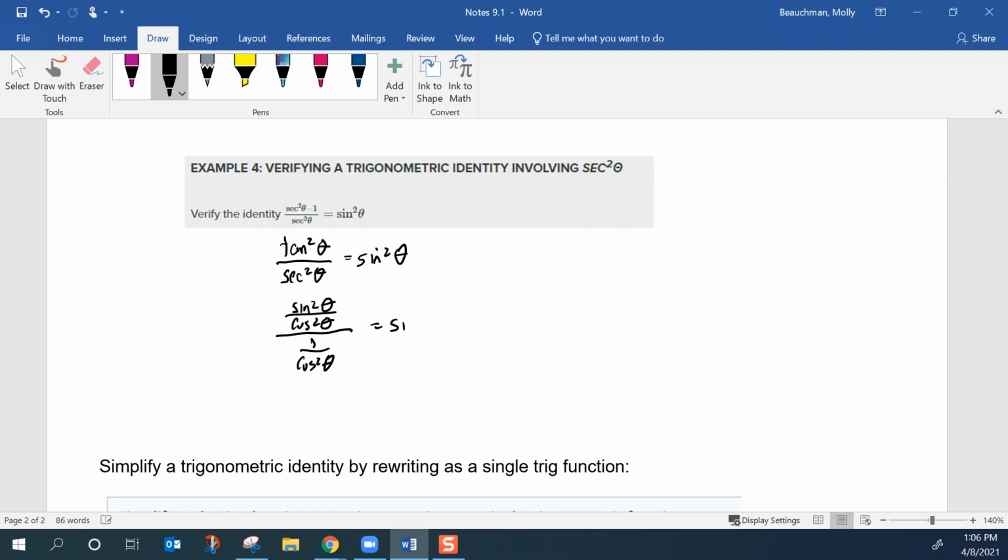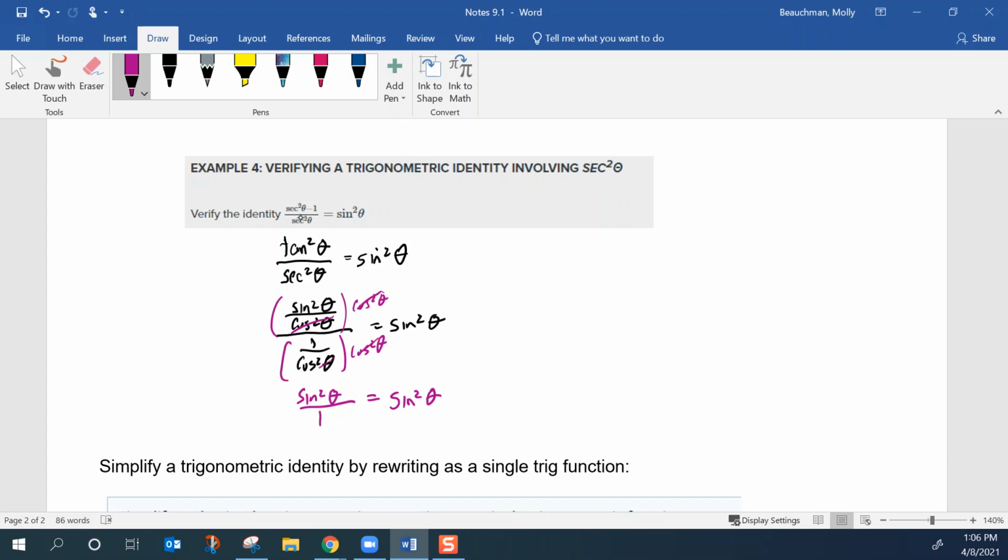If you have a complex fraction, you can multiply the numerator and the denominator by the common denominator of all fractions. That means I can multiply the numerator and the denominator by cosine squared, because it's the common denominator of each fraction. And what I end up with is sine squared over, the cosines cancel each other out, over 1, which equals the sine squared. So I've just proven that identity.